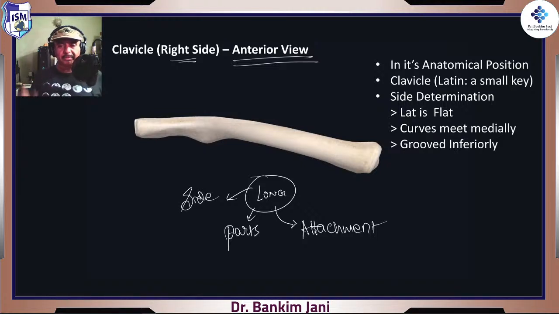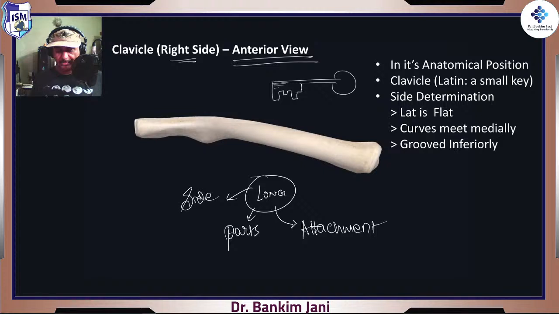Got it? Okay. So in its anatomical position, as we said in the first session, the person is standing straight with both arms by the side. Now, the clavicle, whose Latin meaning is small key. Yes, it looks like a small key. In a key, the interesting part is the part which goes inside the lock. It is flat. Then these are the levers, and then that's the handle. But this part is flat.